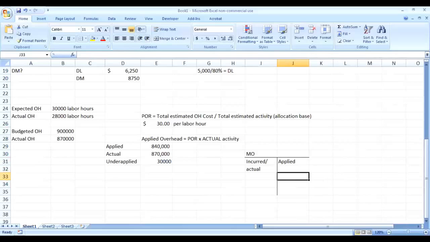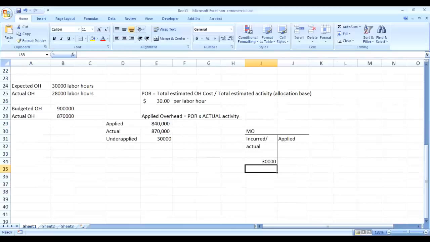So if I'm underapplied, it means I've got 30,000 sitting over here at the end of the period. And remember, with overhead, we don't just let it sit there. We clean that up at the end of the period. Whatever balance I have in overhead, I need to get rid of, and that's where it goes to cost of goods sold. So my journal entry is going to include a $30,000 credit to overhead, and then a debit to cost of goods sold for the same $30,000. That makes sense.